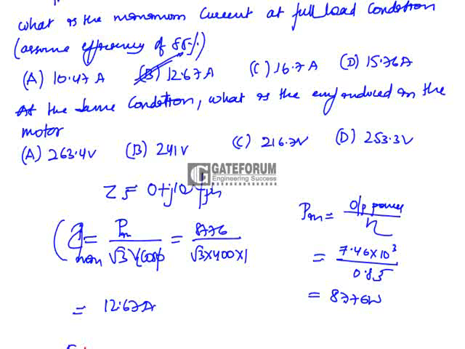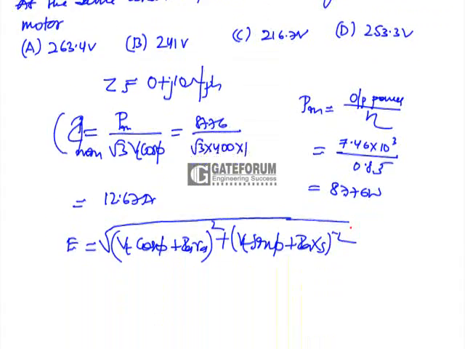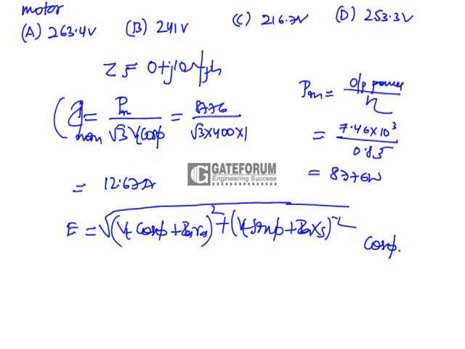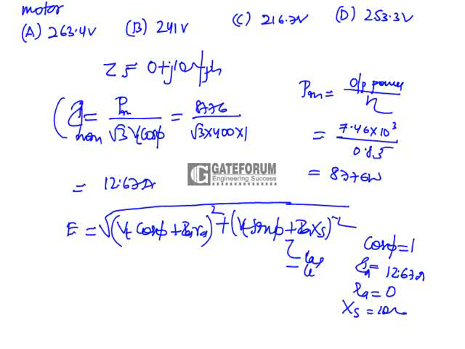Now, at the same condition, what is the EMF induced in the motor? The EMF induced in the motor E is given as, in synchronous machines, the square root of VT cos phi plus IA RA whole square plus VT sin phi plus IA XS whole square. Now, what is the condition? Cos phi is equal to 1, that means at the minimum value of current we have to find the EMF induced. IA is equal to 12.67 amperes, RA is 0, XS is 10 ohms. The plus sign is taken for lagging loads, the minus sign for leading loads. Since lagging loads are given, we take the positive sign.